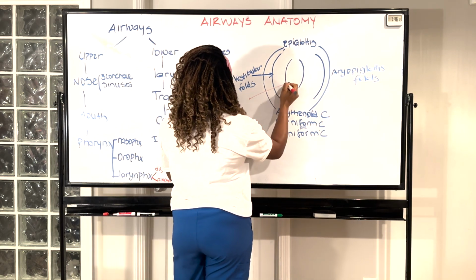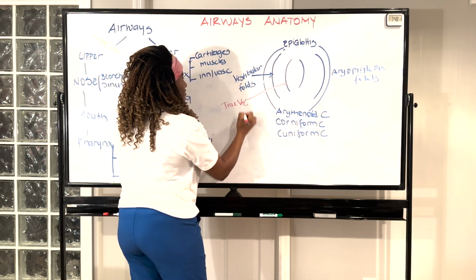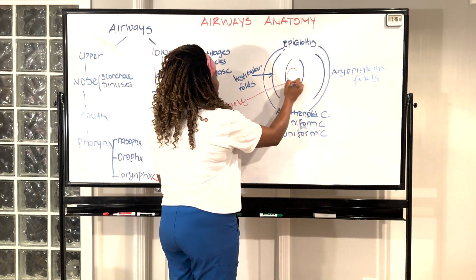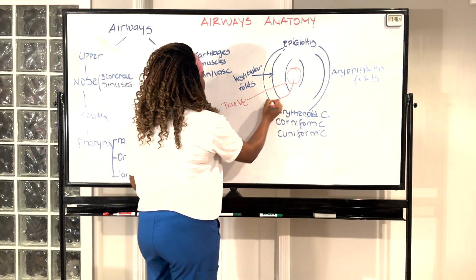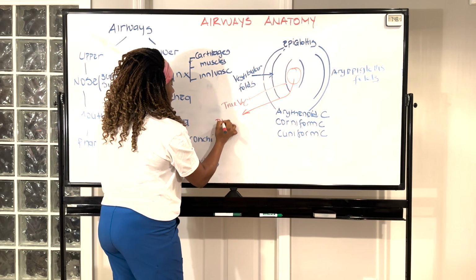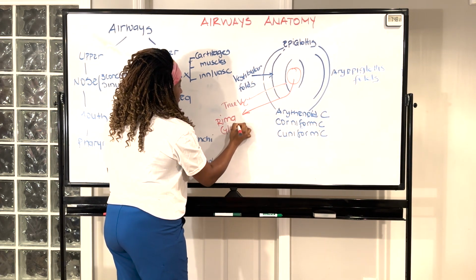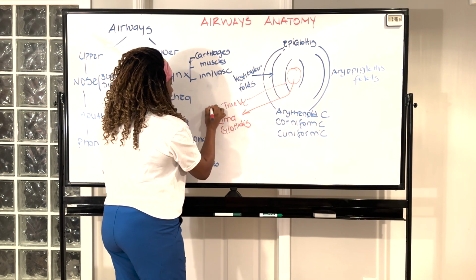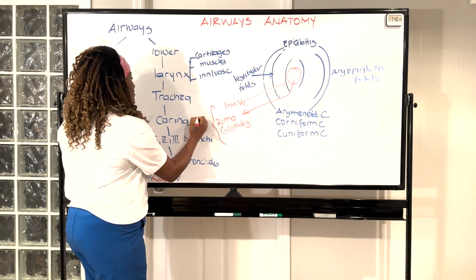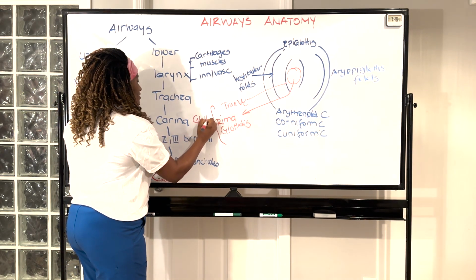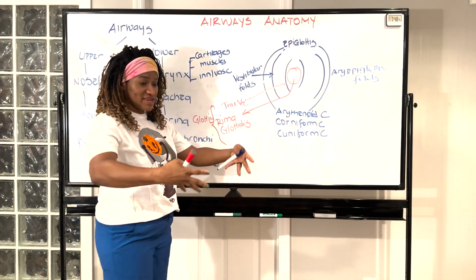That's where you get your true vocal cord. And then there is the opening in between the true vocal cords that is called the rima glottis. And the combination of this true vocal cord and the rima glottis is going to give you your glottis. So this is the laryngeal inlet.